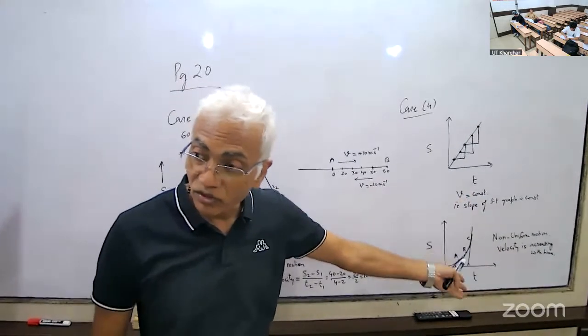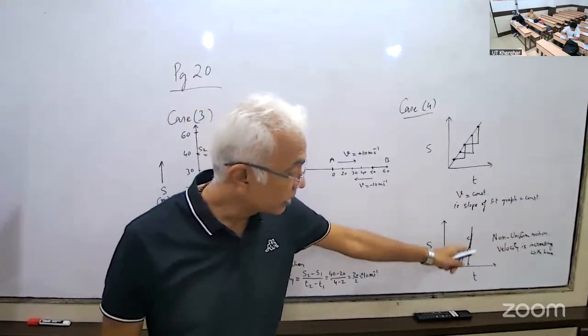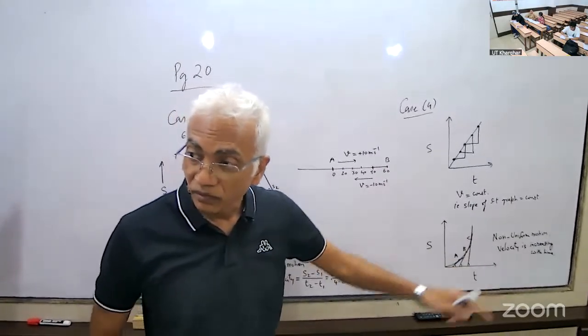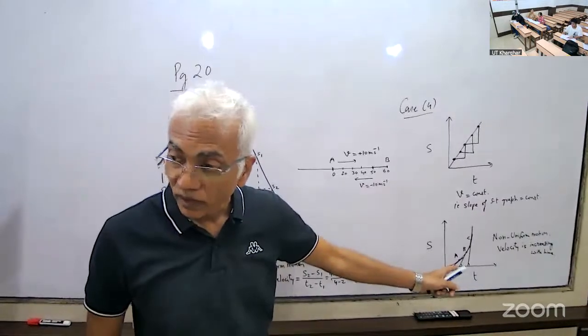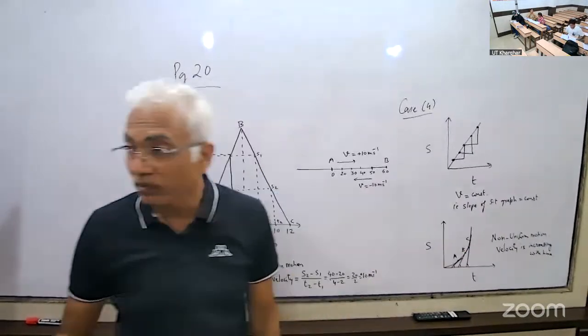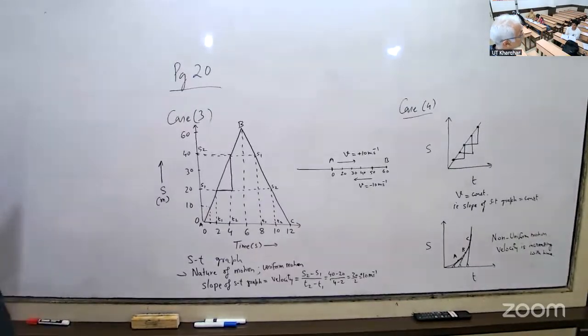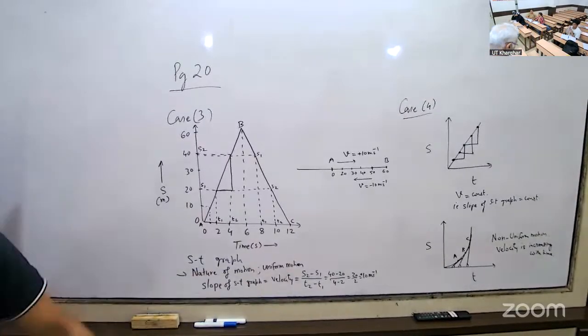But how is the velocity changing? You can actually calculate the velocity at different points, then you can find the difference. If the difference between 2 points is the same, then velocity is increasing at a constant rate. Then the acceleration is constant in that case. Got it? So this is what it is.